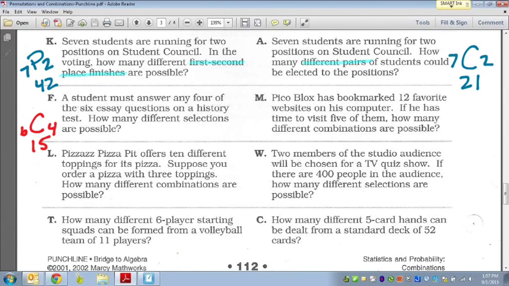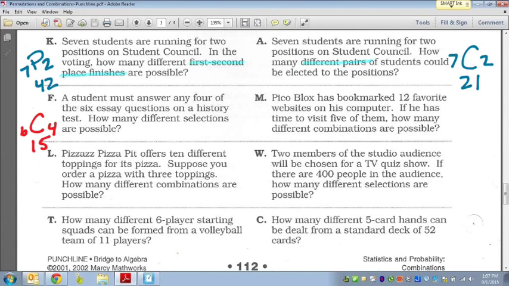Okay, and then letter T. How many different 6-player starting squads can be formed from a volleyball team of 11 players? So normally when we think of a team, a team usually has a specific way that they go about it. Now, if it was in this volleyball scenario, if they asked how many different specific serving rotations can I make with 11 players, that's different. But it just says 6-player teams, 6-player squads, starting squads. So it's not saying they have to be in a particular position or a particular rotation. It's just saying how many different 6-player teams can I make of 11.